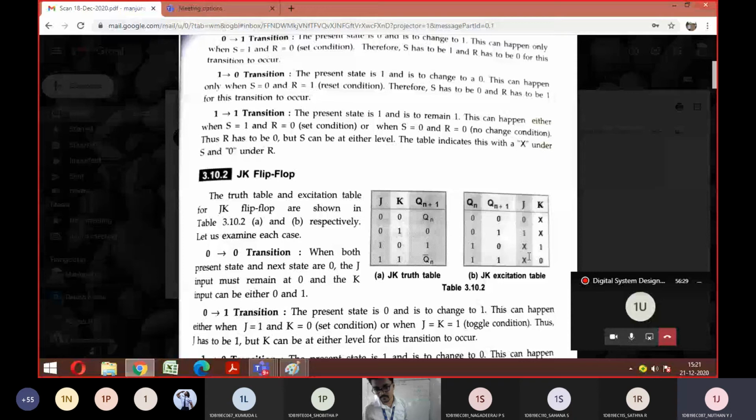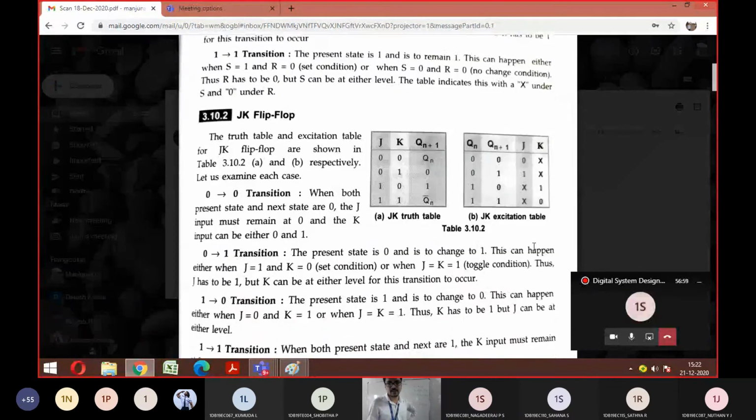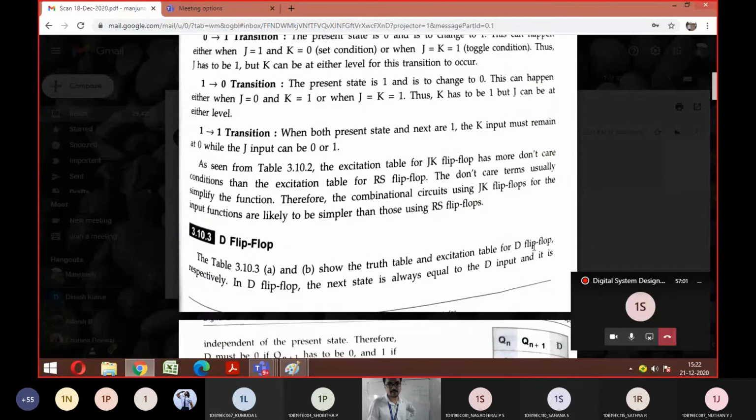Sir, J Q bar plus K bar Q. J Q bar plus K bar Q. Yes, sir. So have you got this equation now, everyone? Is it from your excitation table? Yes or no? Is it fine? Yes, sir. See, that's why I told you just be aware of all the flip-flop transition tables.